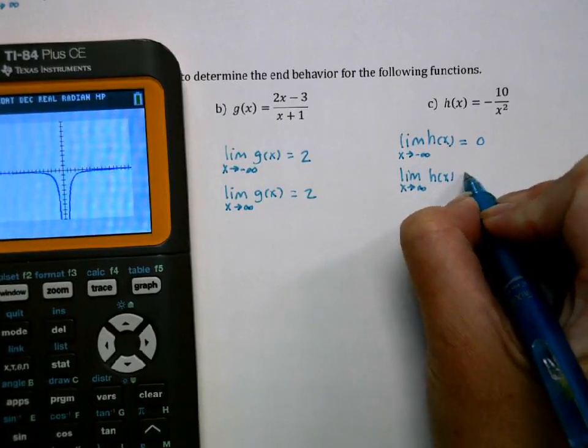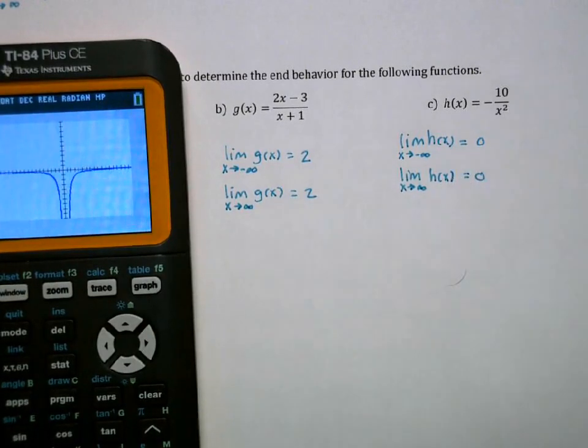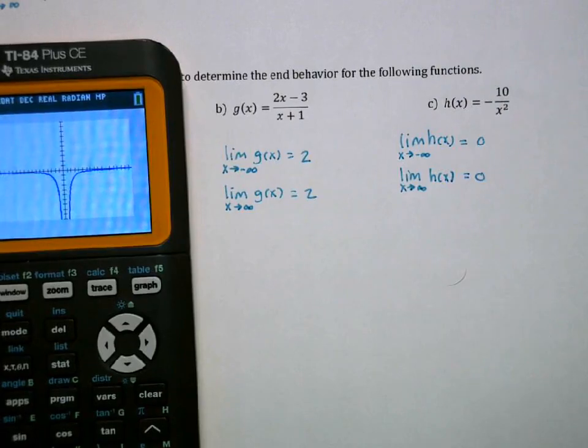Okay. Again, we get to do this by hand in our next unit. But for this one, we get to use the calculator. So that is polynomials and end behavior.